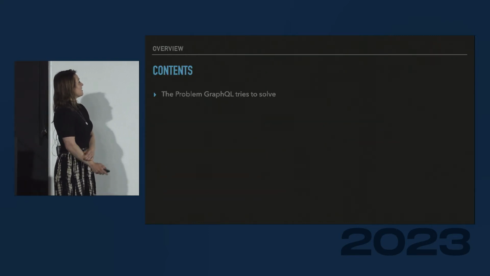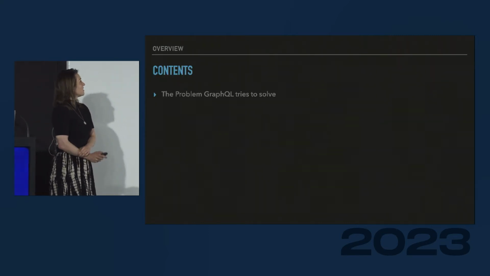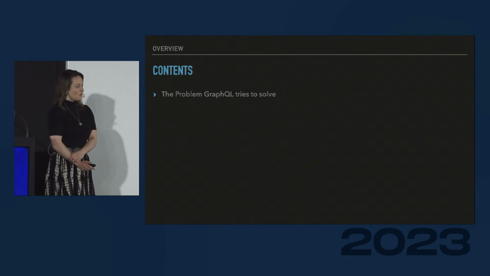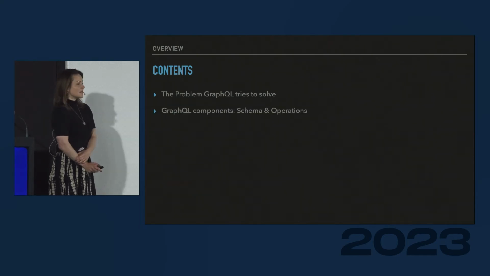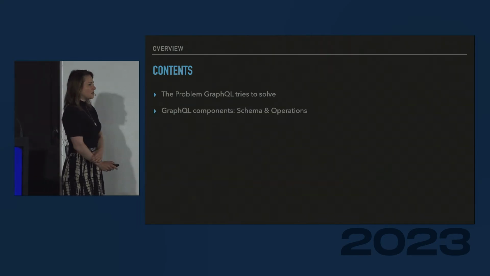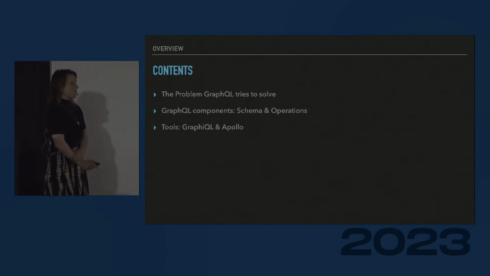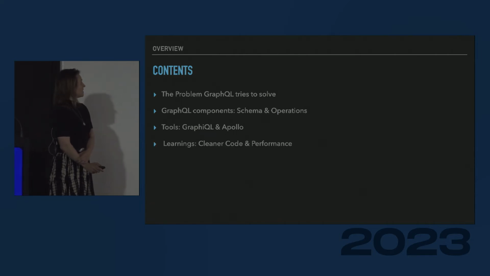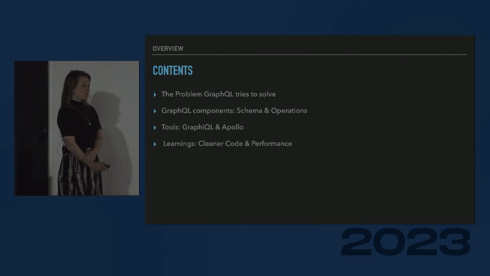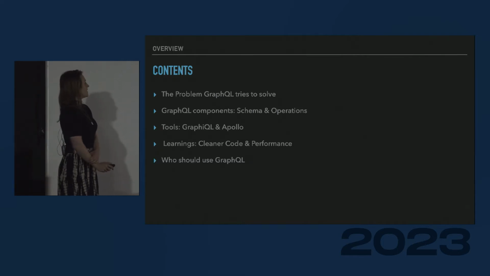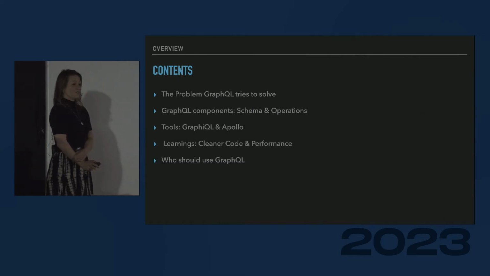So the contents of my talk. First, I'm going to go over the problem that GraphQL tries to solve. Then I'm going to look a little bit at the components of GraphQL, the schema, and the operations. Then we're going to go over some tools that make it easier for you to work with GraphQL, Graphical and Apollo. And not last yet, but learnings for cleaner code and performance. And then, last but not least, who should use GraphQL?